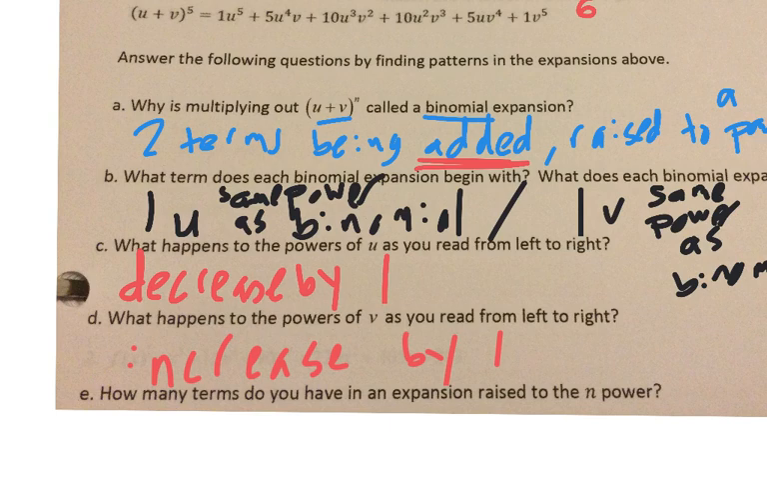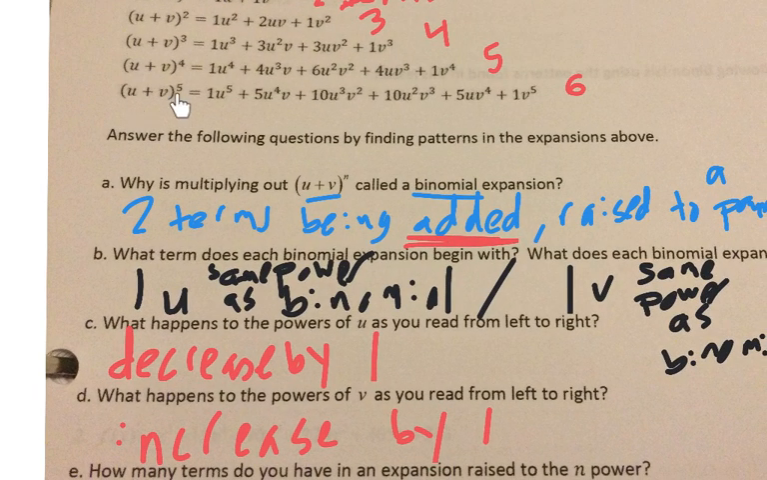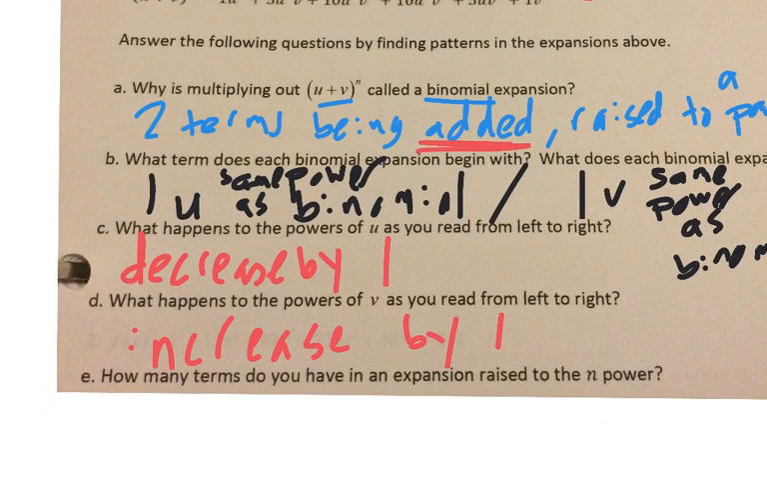And then E, how many terms do you have in an expansion raised to the power of n? So again, what they're looking at here, if this was u to the fifth, we had 6 terms. U to the third, we had 4 terms. U to the second was 3 terms. So if I raise something to the power of n, how many terms does that give me? 1 more than n. So there'd be n plus 1 terms.